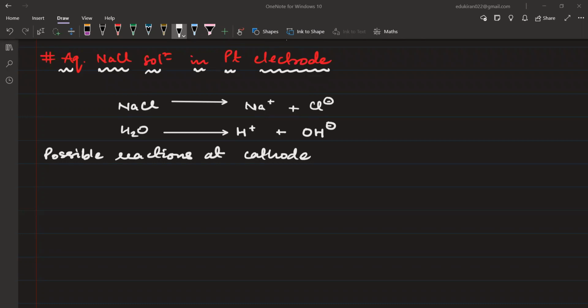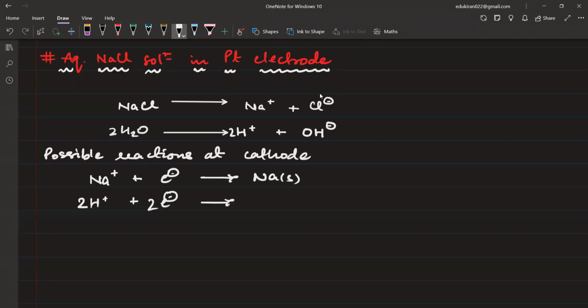So there are two cations here, Na plus and H plus. So a reaction can happen: Na plus plus electron giving me sodium solid. And another reaction can happen: 2H2O is going to give you 2H plus and 2OH negative. So 2H plus plus 2 electrons is going to give you H2 gas, just to balance the reaction.